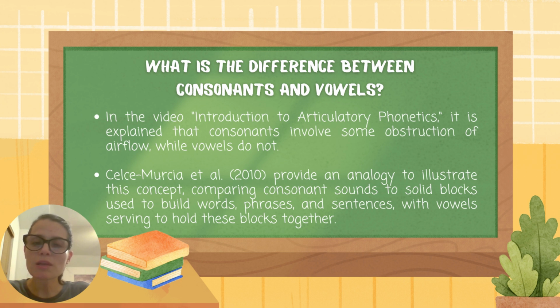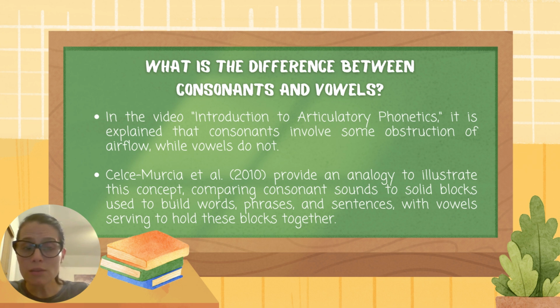And I wanted to include an analogy that is explained in chapter number 3 of Teaching Pronunciation by Celce-Murcia. It provides a very great analogy that explains the connection between consonants and vowels. It explains that the consonant sounds are the solid blocks that are used to build words, phrases, and sentences, with the vowels serving to hold those blocks together. So it's a really good analogy and explains the difference between each one.